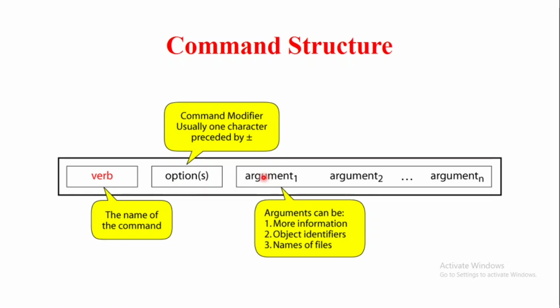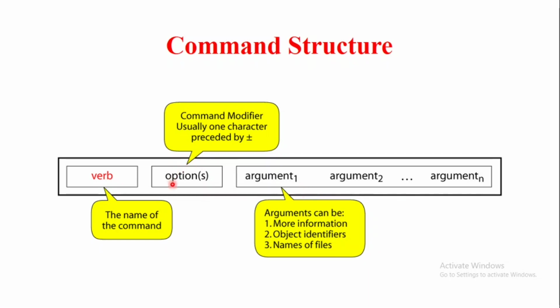And the third part consists of the arguments that are passed to the command line. So what can be an argument? An argument can be more information and object identifiers, or it can be the name of a file. So we will look at some examples. We will get a clear idea once we look into the examples.